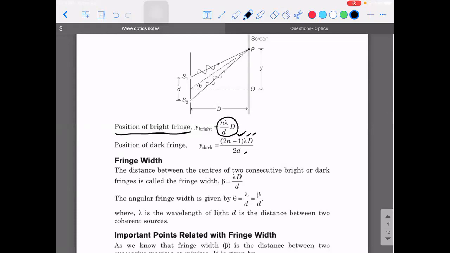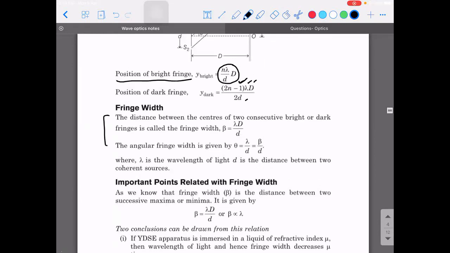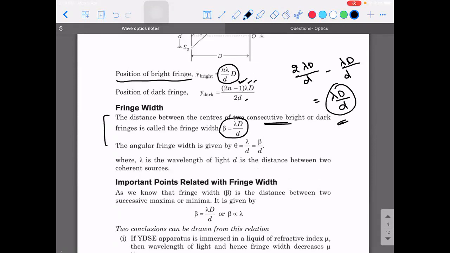Okay, then there is a concept called fringe width. Fringe width is the distance between the centers of two consecutive bright or dark fringes, and it is given by the formula. For example, 2 lambda D by d minus lambda D by d is going to be the fringe width: lambda into capital D divided by small d. The angular fringe width is given as lambda divided by small d, where d is the distance of separation between the slits. Lambda divided by d, or we can call it beta divided by D.